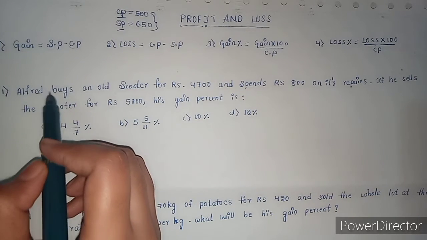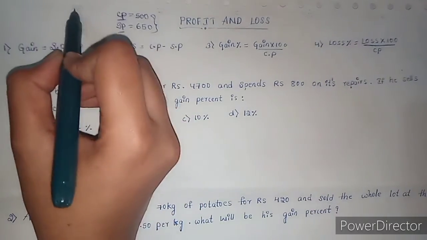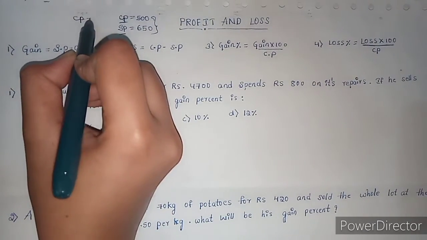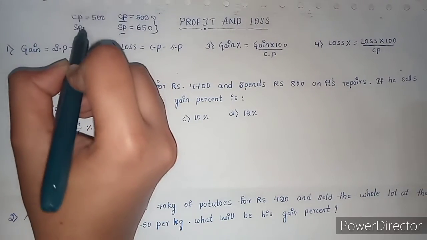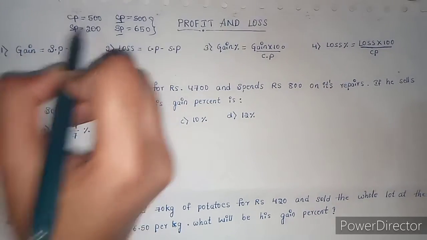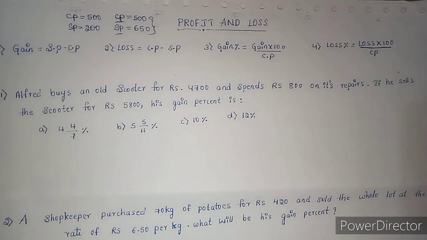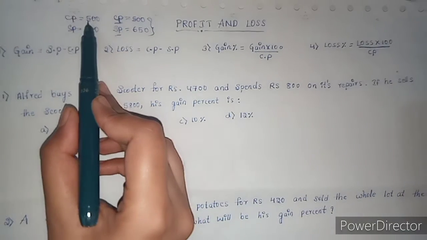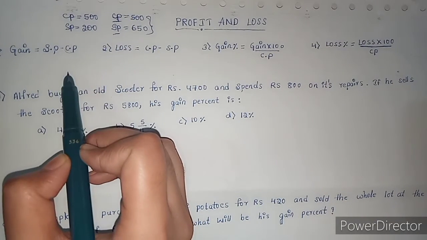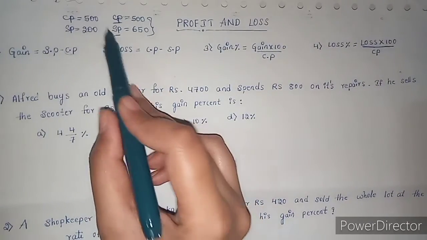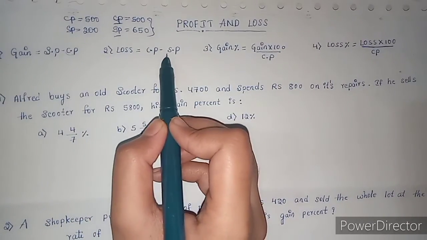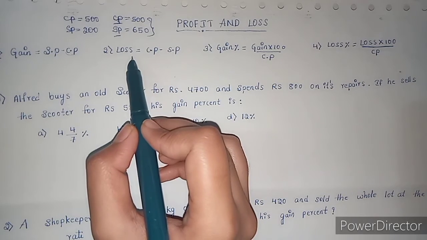Then what is loss? For example, same thing. I bought that thing for 500 and sold it for 200 rupees. Here cost price is greater than selling price. So this is known as loss. When cost price is greater than selling price, then it is said to be loss.